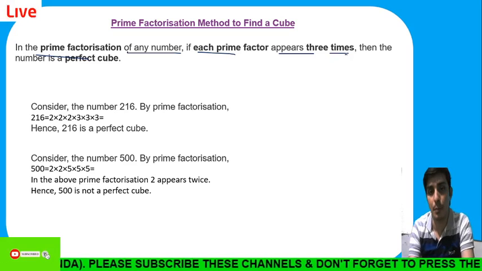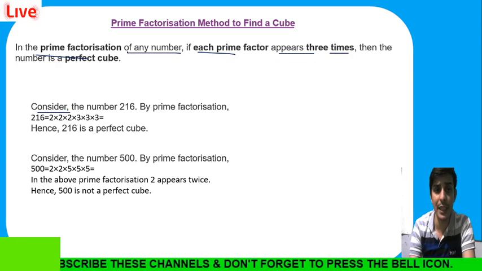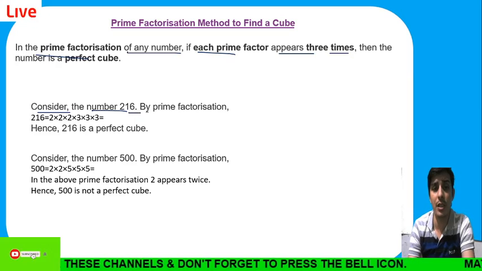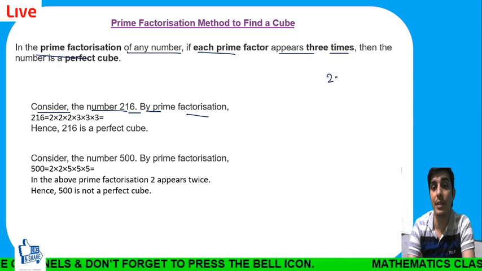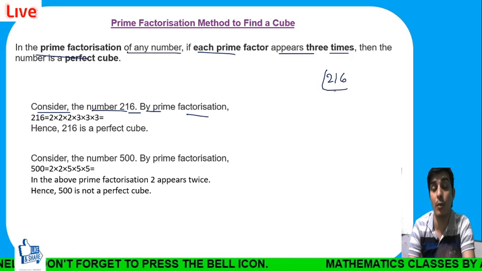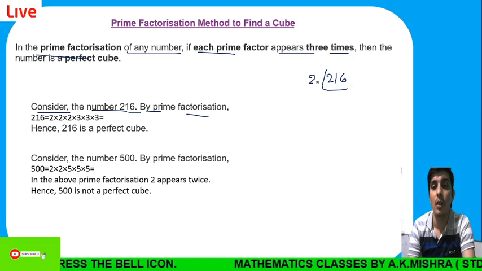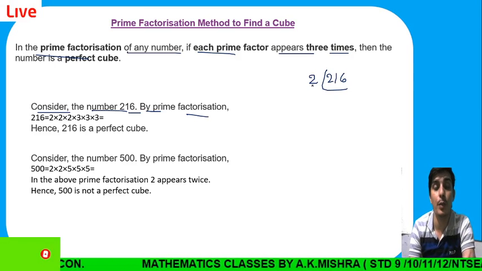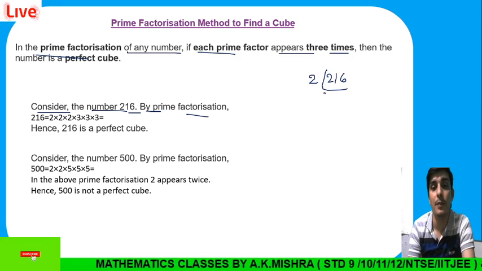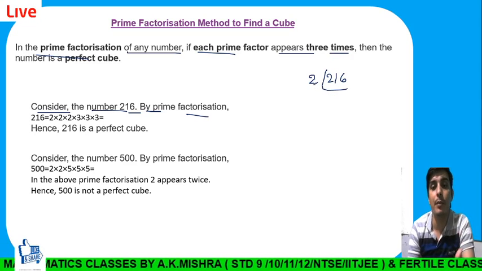This is very simple, right? So just like this, you can write here: consider the number 216 and find its prime factorization by dividing. First of all, we will divide by 2, because 2 is the smallest prime number. So first of all, we will divide by 2, guys.